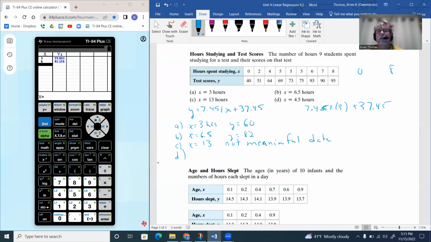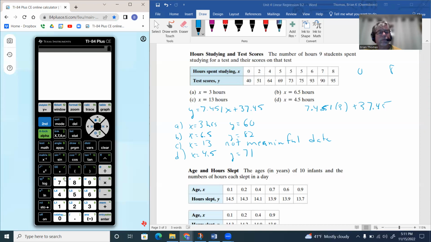D would be 4.5 hours. And notice how, again, that's within our range. So if we put 4.5 into our calculator, hit enter, it'll do that math for us. So we don't have to keep doing that outside of that. So that would give us our Y value, or our study hours would be like 71, would be our test score.